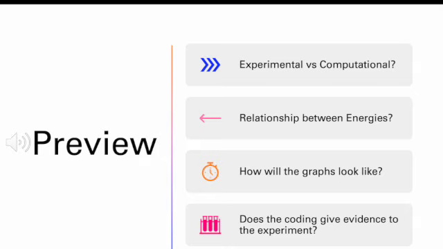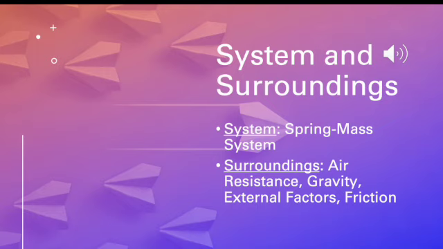A graph will look almost like a sine and cosine graph, where it starts going down and then up because of its change in energy. And then the coding does give evidence to this experiment because it lines up both with our experiment and the code. The system of this experiment is a spring mass system, and the surroundings include air resistance, gravity, external factors, and friction.